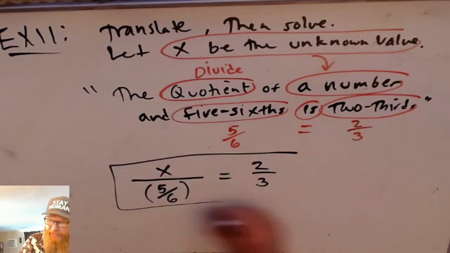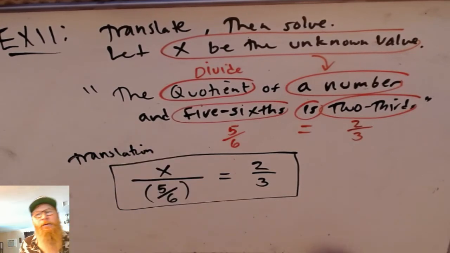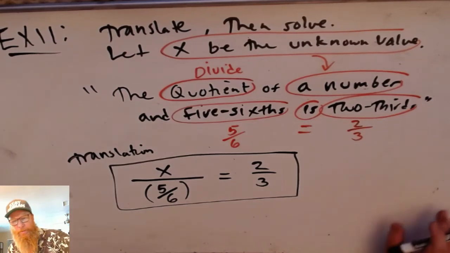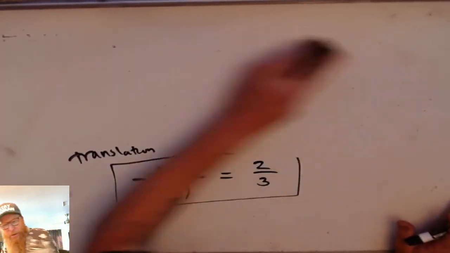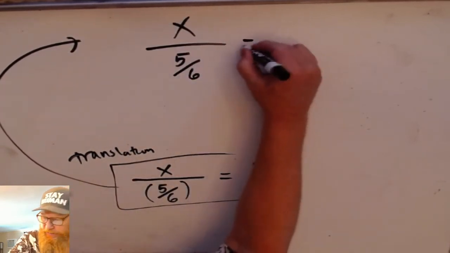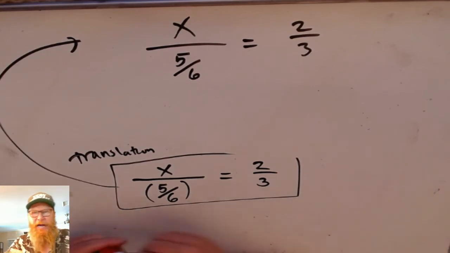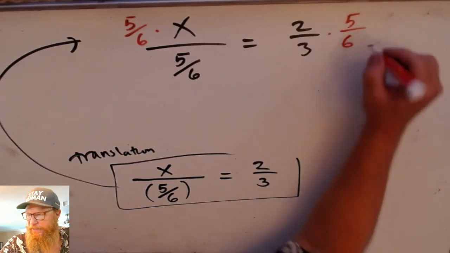So that's your translation. Now we're going to solve it. Once I got it translated, I don't need all those words anymore. So now let's solve it. We have x over 5/6, I'm getting rid of the parentheses now, is 2/3. I'm going to multiply both sides by 5/6.